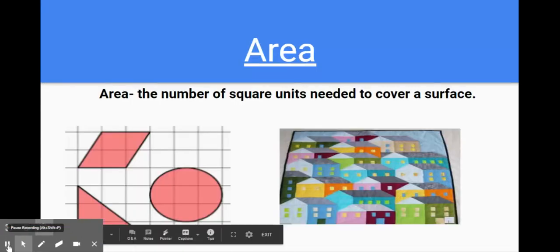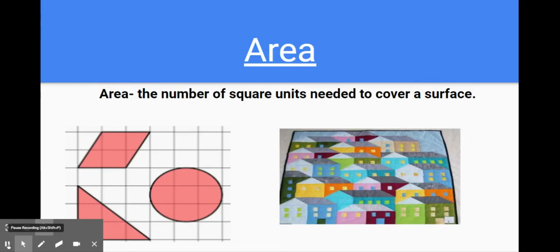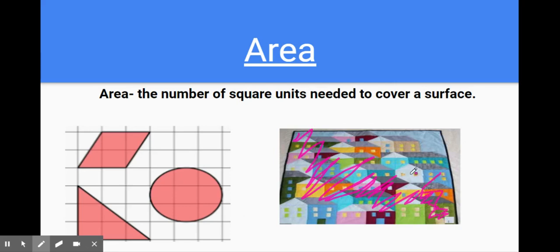All right, next we're going to talk about area. Area is the number of square units needed to cover a surface. If your teacher tells you to clean your area, you're going to clean the space that covers something. The space, or area. This is a quilt. The space inside of the quilt is the area.